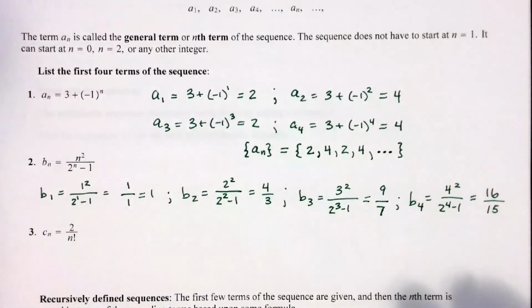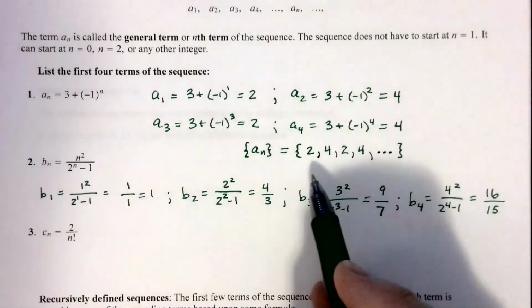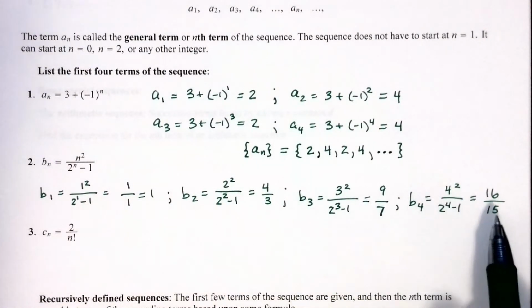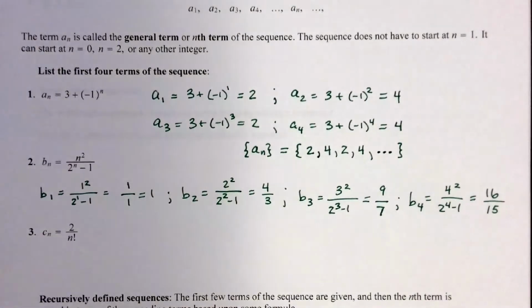Now, unlike the last sequence, where it was kind of clear what the pattern was going to be, you know, 2, 4, 2, 4, 2, 4 forever, here we got 1, 4/3, 9, 7, 16, 15. It's not quite clear what's happening here as n increases. We can certainly plug in and see, but it's a little more complicated looking sequence.